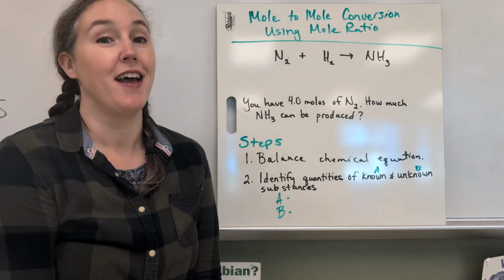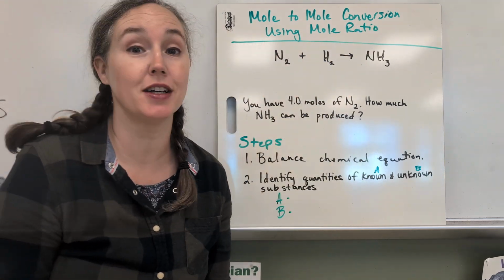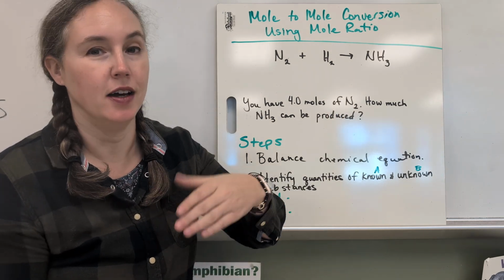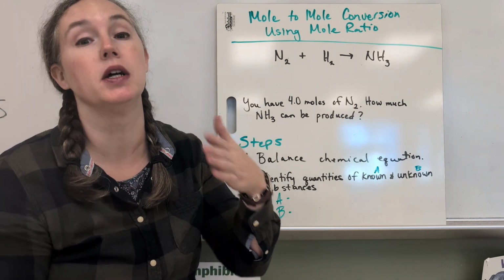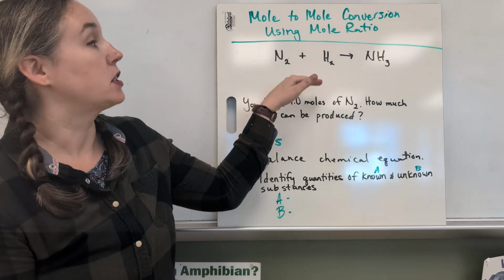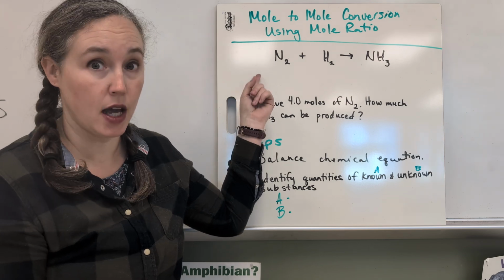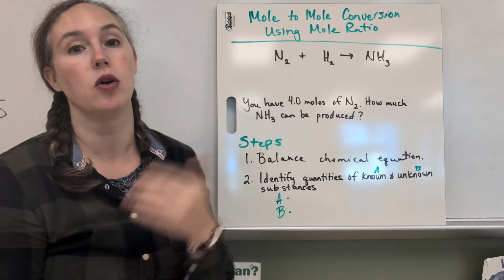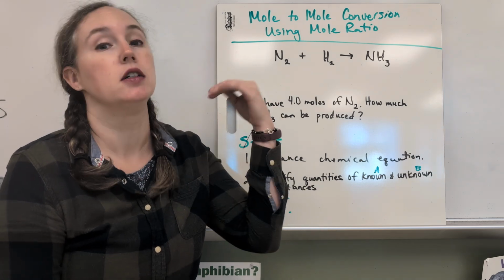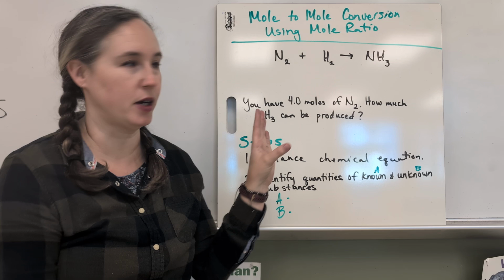Hi, it's Miss Parrott, and this video is about mole-to-mole conversion using the mole ratio. This is one of the many steps and skills that will help build up to our ability to do stoichiometry problems. Skills you'll need to be able to do before doing this are balancing chemical equations and one-step unit conversion. There will be links down in the description to videos on both of those skills. So start there, then come here.